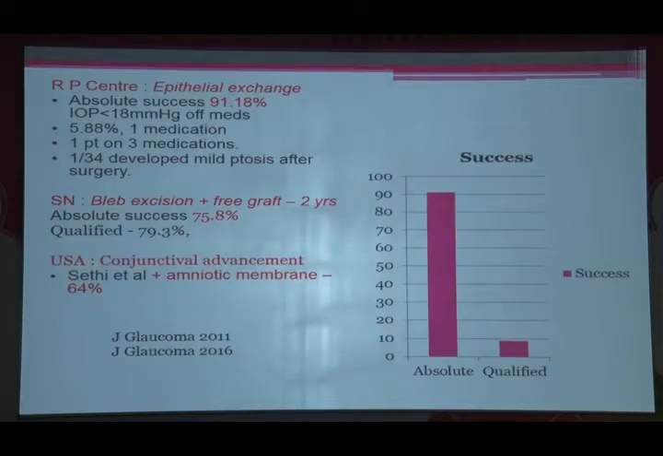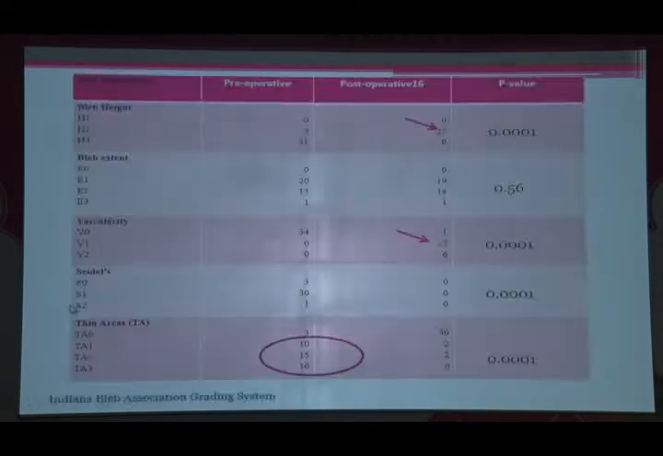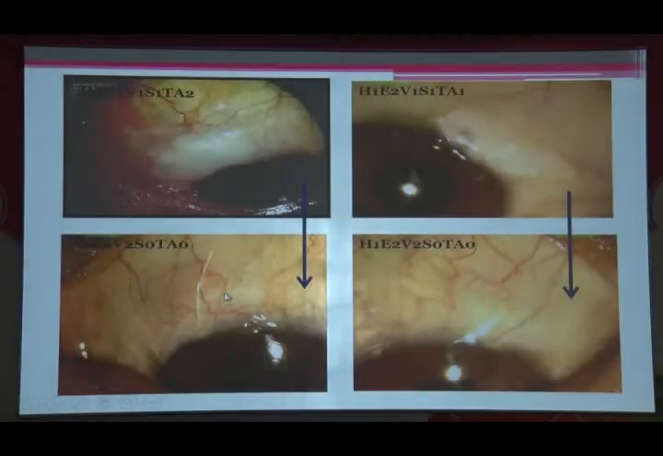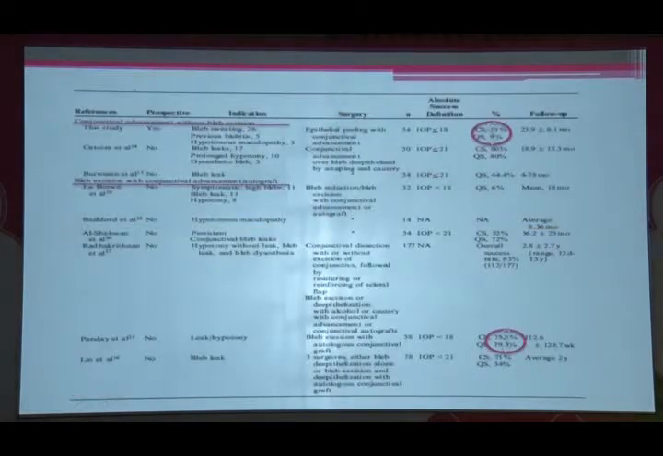What we found was that 90% of them had achieved their target IOP without medication, as compared to another study which excised the blebs and put a free graft, where the success was probably much less. In a further study from the US, where they used amniotic membranes, you can see the absolute success is much lower. We did get pressures that range between 12 and 13, and the only thing that happened was that the bleb height decreased and the vascularity increased slightly. These are photographs pre-op and 2 years post-op, and you can see that the patients are absolutely off medications and their fields are controlled.